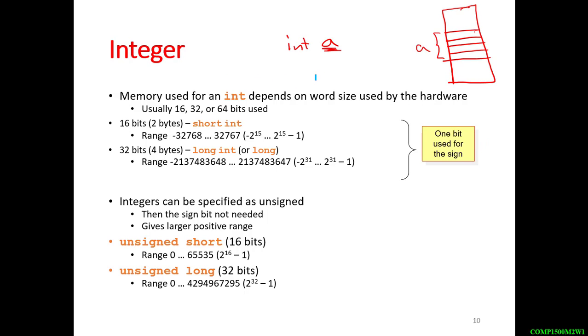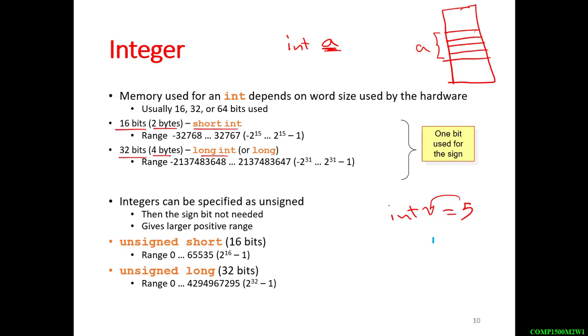So for 16 bits we preserve 2 bytes, which is for short integer, 32 bits, which is 4 bytes for long integer or long. Remember that you cannot say integer is equal to 5. Integer is equal to 5 means where am I going to store the 5? We need a place, we need a name for that location. So we need to put a name over here.